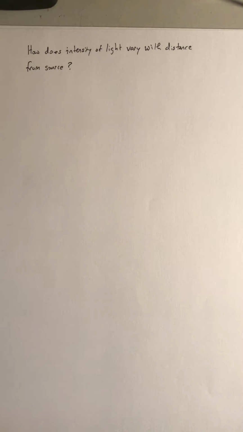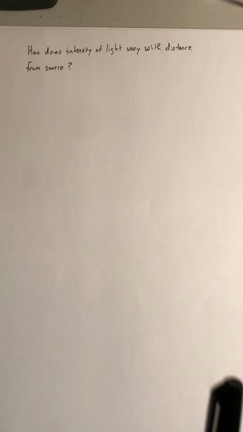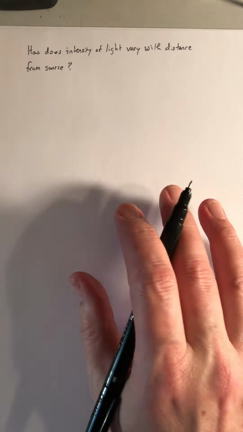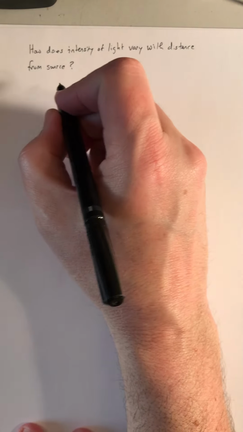All right, we're going to look at the intensity of an electromagnetic wave, or the intensity of light, how that varies with distance away from a source. I'm assuming that the source is sending out the electromagnetic waves equally in all directions. That means it's an isotropic source. It does not have a preferred direction.